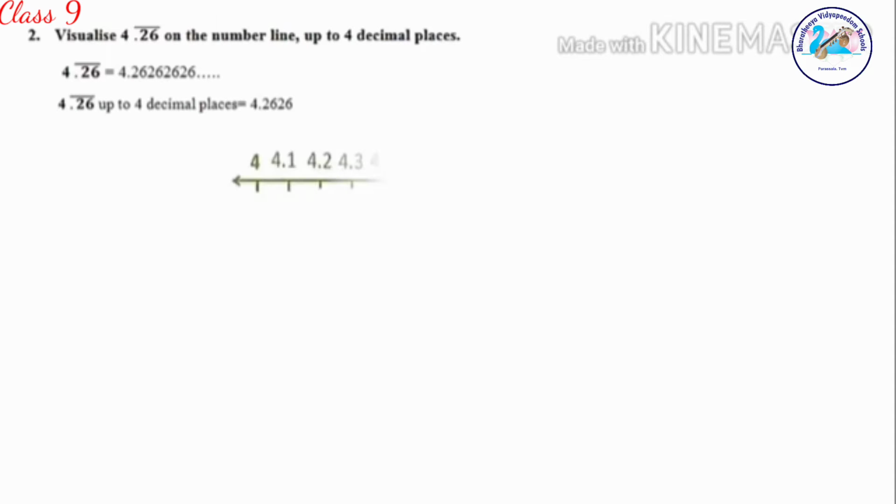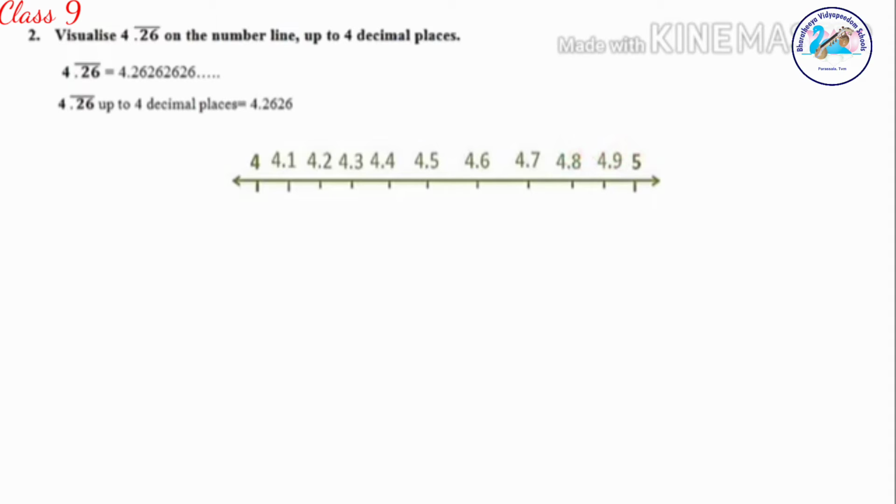So let's draw a line and mark 4 and 5, and the space between 4 and 5 is divided into 10 equal pieces. 1, 2, 3, 4, 5, 6, 7, 8, 9 and 10. And since the number starts from 4, the next number is 4.1, next is 4.2, 4.3, 4.4, 4.5, 4.6, 4.7, 4.8, 4.9 and 5.